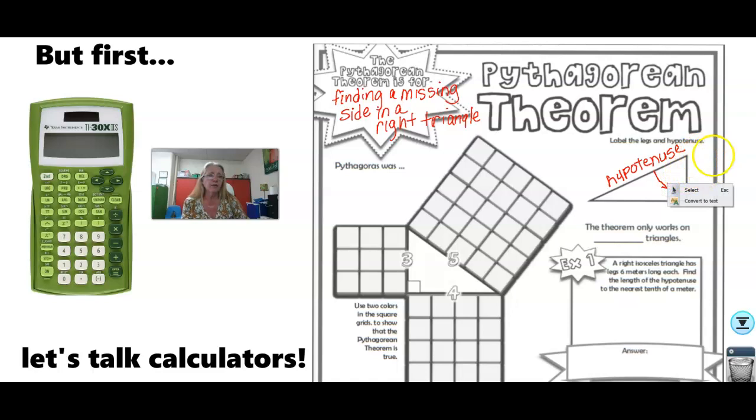Okay? The other two sides, the sides that make the right angle, are called the legs. That's a leg and that's a leg. They're always the shorter two sides, so they have the shorter name. The hypotenuse is always the longest side, therefore it has the longest name.